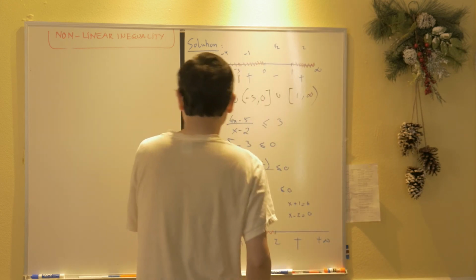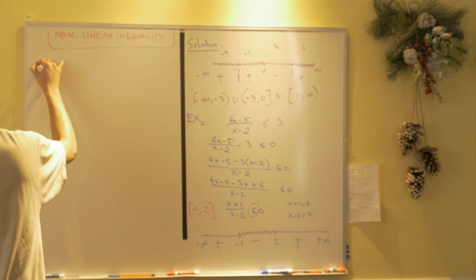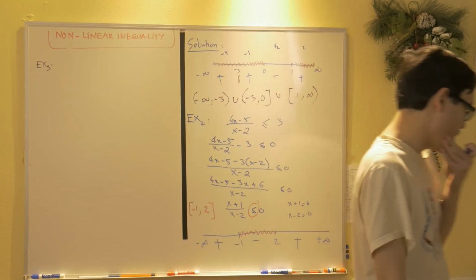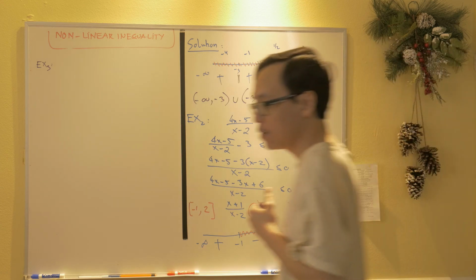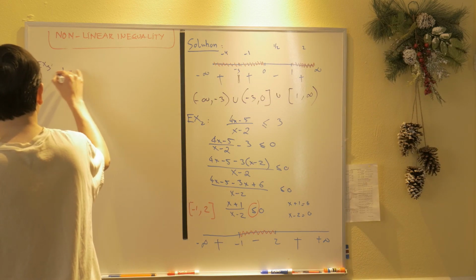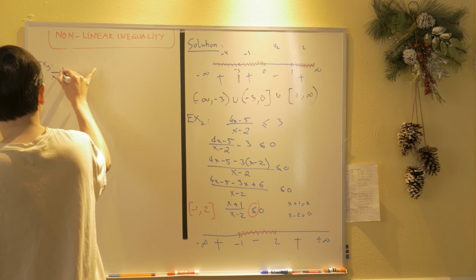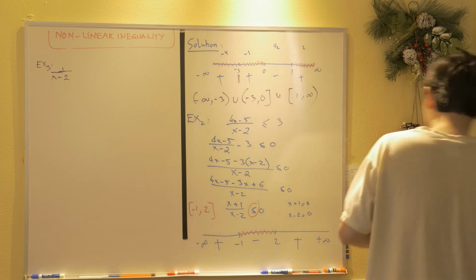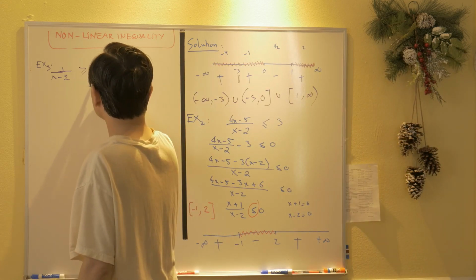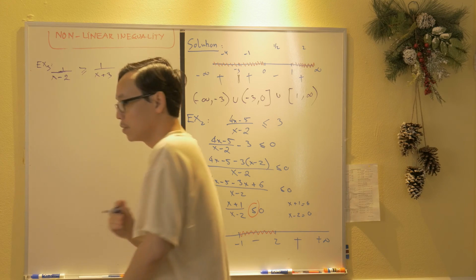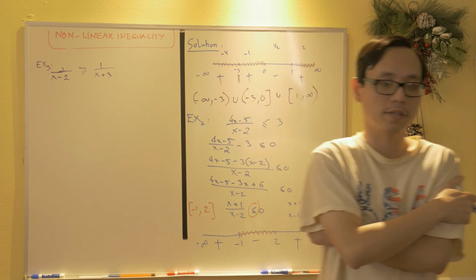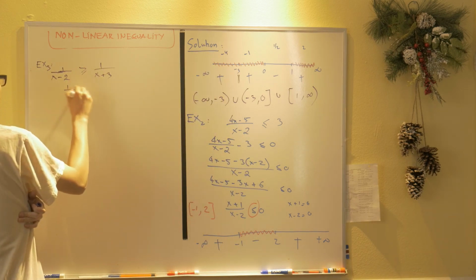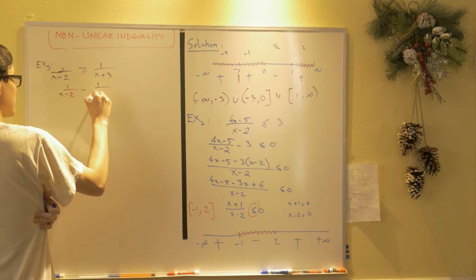So, example number 3. We have 1 over x minus 2 greater than or equal to 1 over x plus 3. Again, you have to move everything to the left hand side so that you have 0 on the right hand side. So what you have to do is 1 over x minus 2 minus 1 over x plus 3.